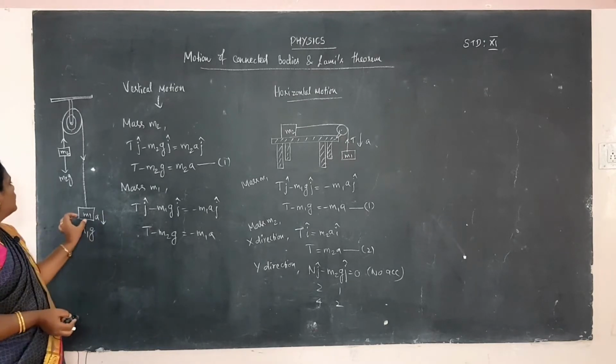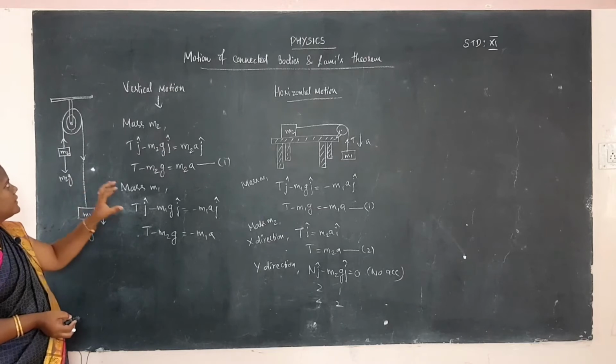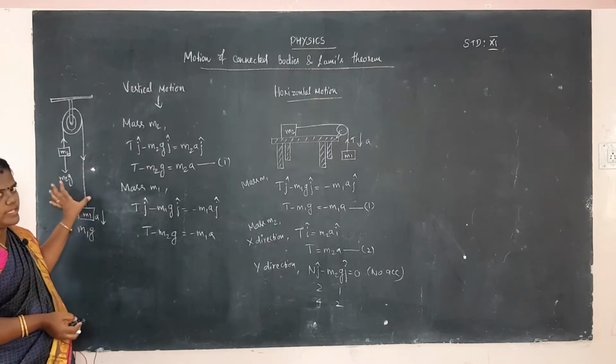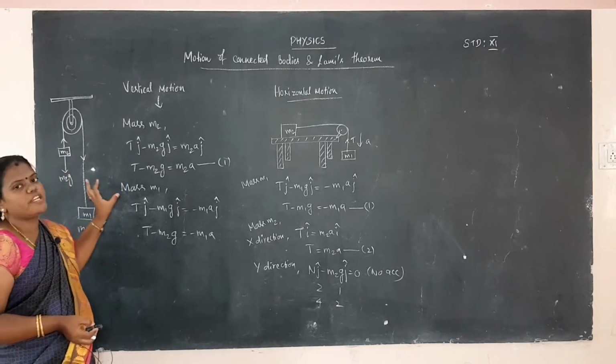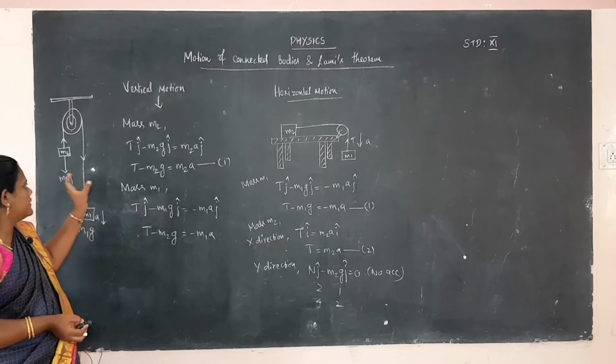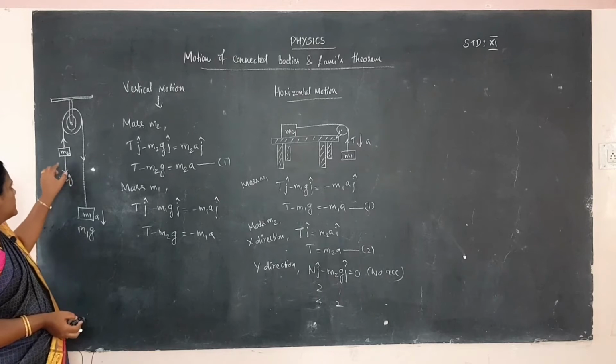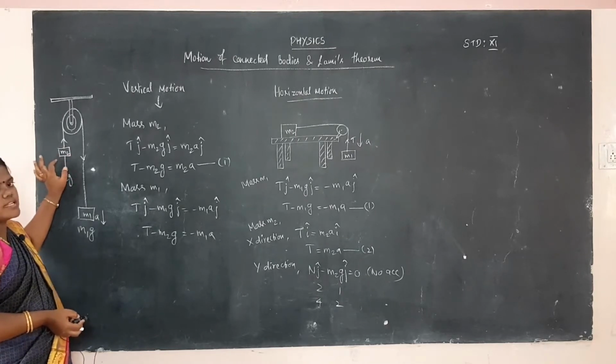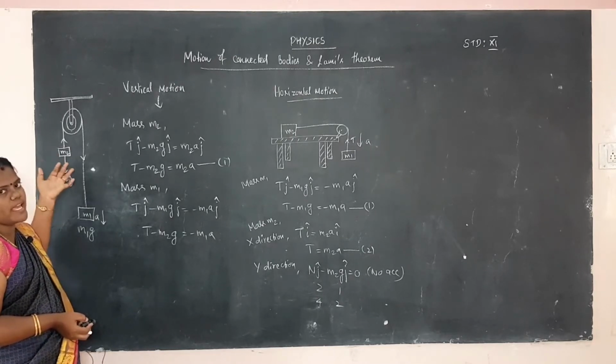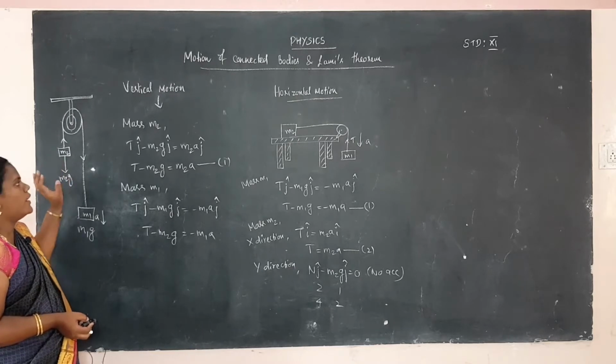First we will discuss the vertical motion, where the two objects are connected vertically. What motion will be created in the two objects? First we consider the mass m2. What are the forces acting on the mass m2? First you have to write them down.